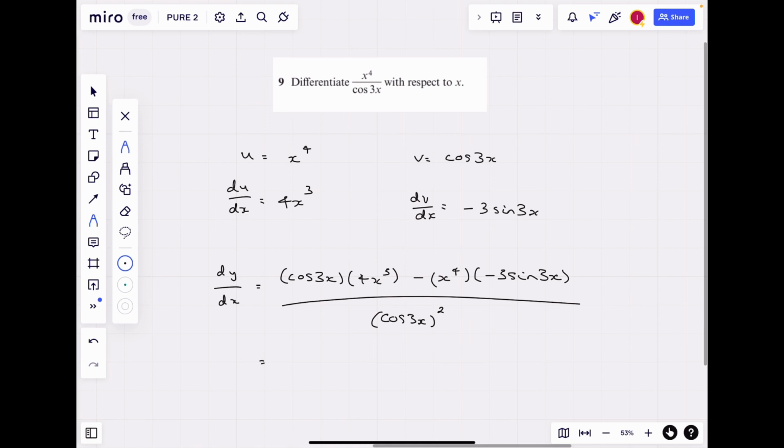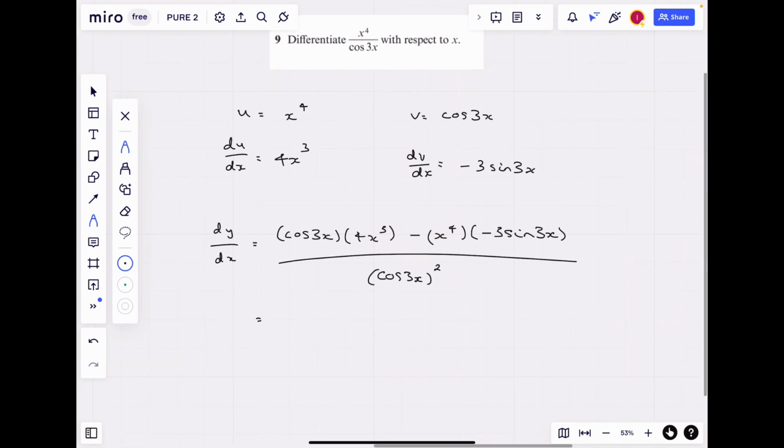And now it's just a matter of simplifying. So after simplifying, you should get this. x cubed, bracket 4 cos 3x plus 3x sine 3x, all over cos squared 3x. That is the most simplified version.